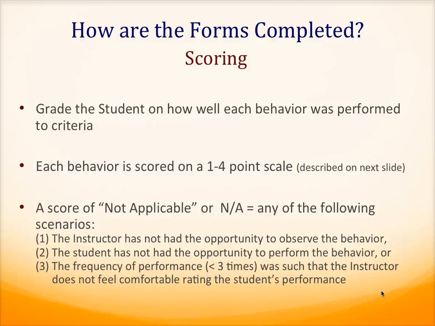However, there is also the option of scoring the student a not applicable, or NA, on a behavior. You would want to score an NA in any of the following situations. 1. You have not observed the student on a behavior. 2. The student has not had the opportunity to perform the behavior. Or thirdly, you feel that the number of times you've observed the behavior yields insufficient data to rate the student. So, for example, if you've only observed a specific behavior 2 to 3 times, you may feel uncomfortable scoring the student's performance on that behavior. If this is the case, an NA would be appropriate.